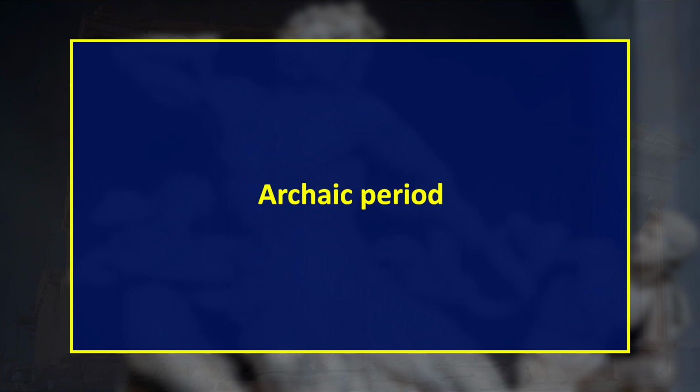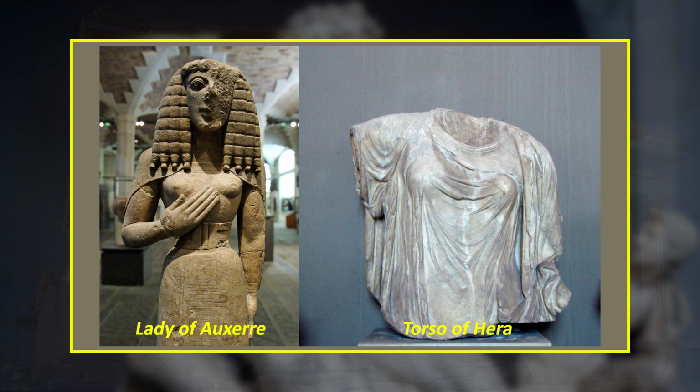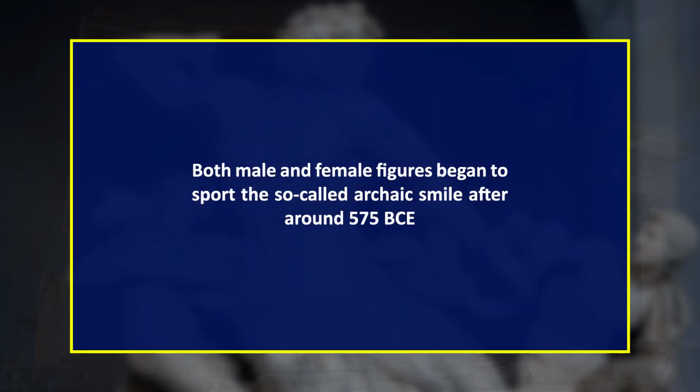Now talking about the Archaic period, the massive stone sculpture of Egypt and Mesopotamia served as an inspiration for the Greeks for the resumption of stone carving during the Archaic period. Freestanding figures like the Lady of Auxerre and the torso of Hera have the sturdiness and frontal attitude of Eastern models, but their forms are more dynamic than those of Egyptian sculptures. Both male and female figures began to sport the so-called archaic smile after around 575 BCE.